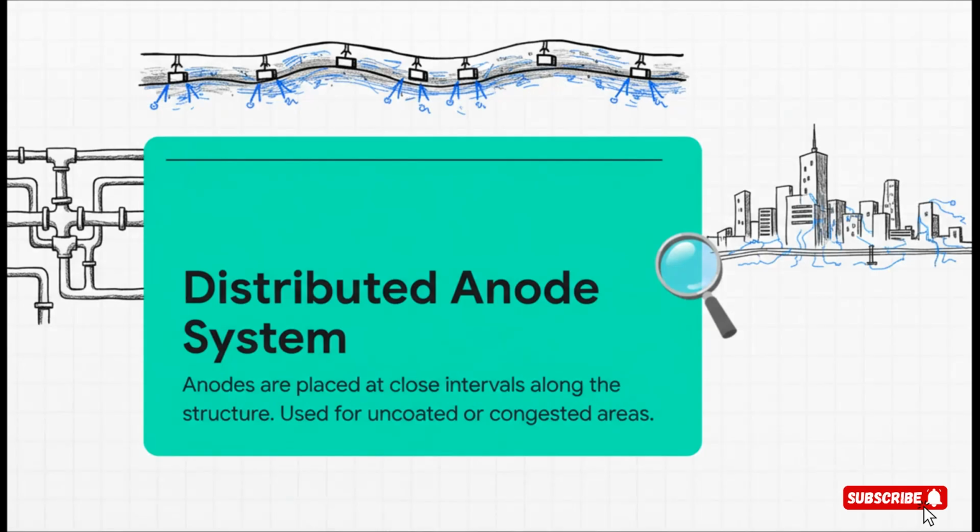So let's focus on the distributed system first. The key word here is close. The anodes are installed right up next to the structure. Now, why would you do that? Well, it's all about precision and control. By keeping the anodes close, you make sure that protective current goes exactly where you want it and doesn't wander off and cause problems for other pipes or structures nearby. This makes it the perfect choice for things like old, uncoated pipelines or in really congested urban areas.